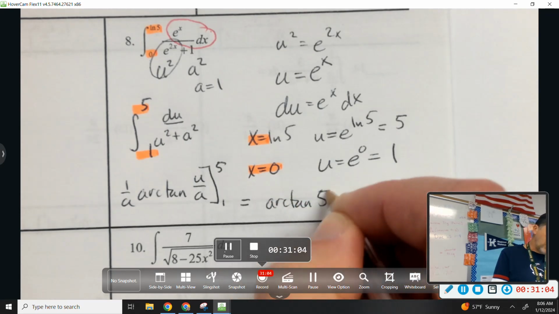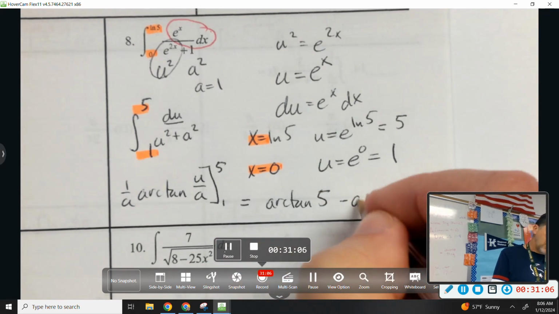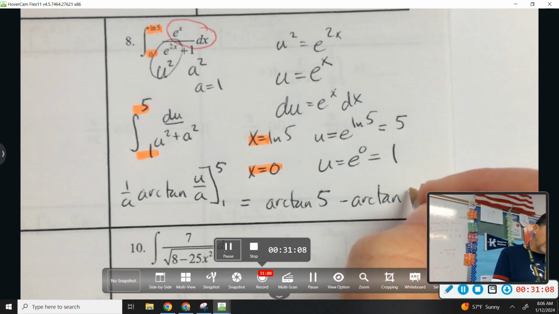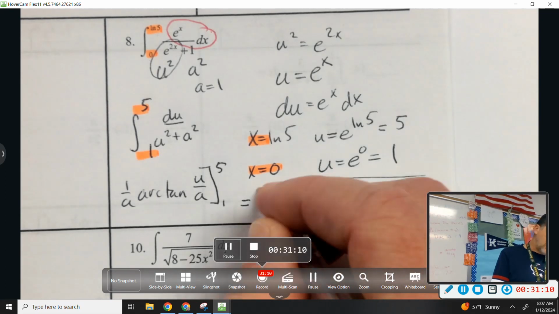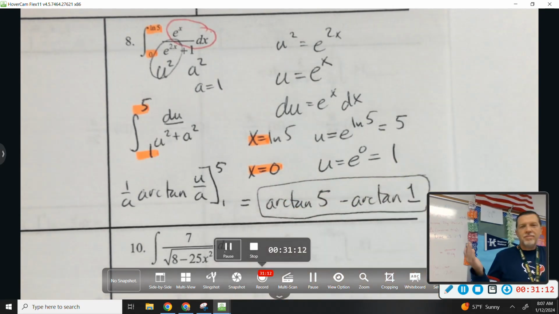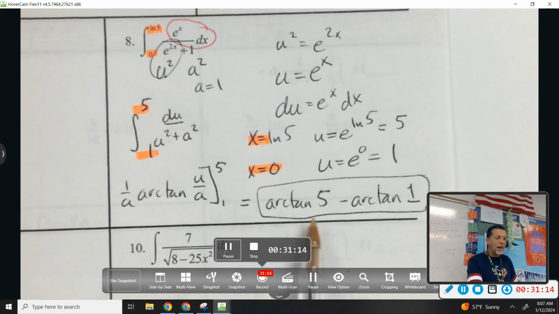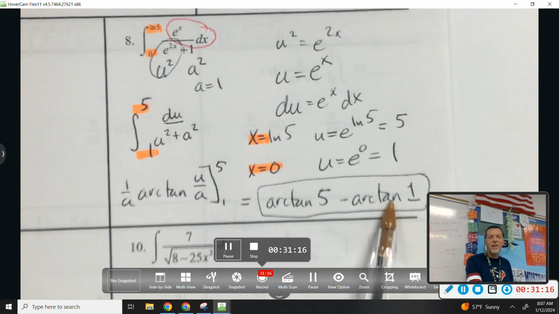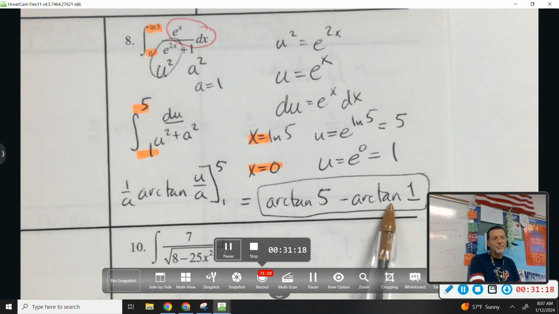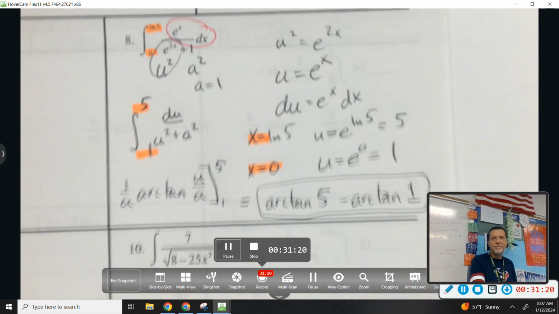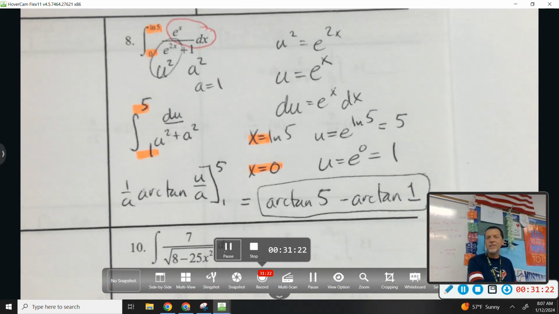So arctan of the top limit minus arctan of the bottom limit, and that's a safe stop. I have no idea what arctan of 5 is. I do know what arctan of 1 is, but it's not calculus, so I'm just going to leave it alone. It's pi over 4, but I don't care.